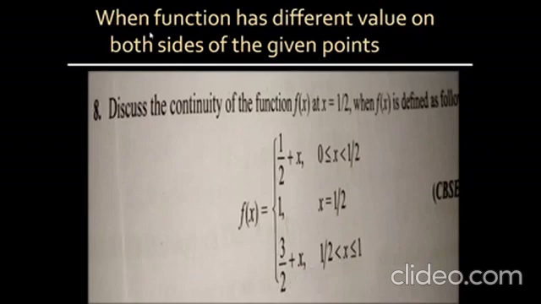So in this question, the function has different values on both sides of the given point. The point given is 1 upon 2. If I am talking about less than half, the value of the function becomes 1 upon 2 plus x. If x is greater than half, the value of the function becomes 3 by 2 plus x. And if it is equal to half, the value of the function becomes 1. So that's how to tackle these types of questions.